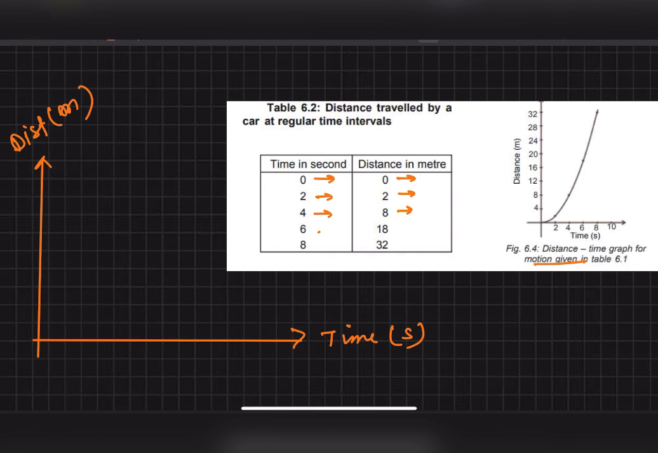Now time is, let's say, 0 second. This will be 2 second, 4 second, 6, 8. Okay, now distance in meter. Let's say this is 2 meter, 4 meter, 6 meter, 8 meter. Let me make it bigger.